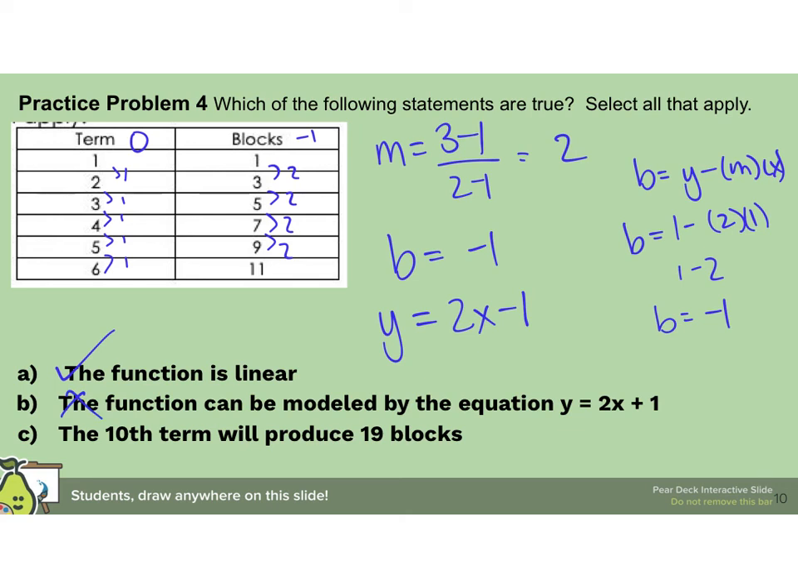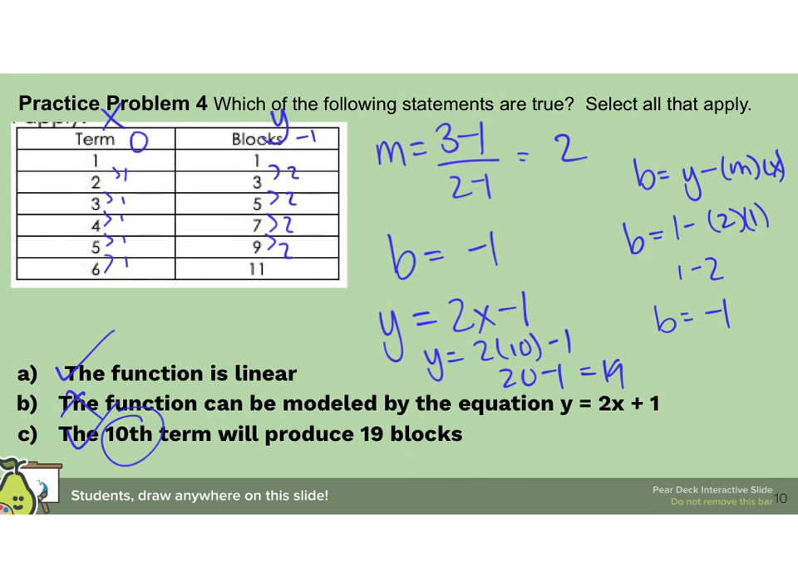The 10th term will produce 19 blocks. So now, 10th term, they've given us this number 10. We need to plug it into our equation. Do we plug it in as an x or a y? Look at your table. Which one is terms? Is it the x or the y? It's the x. So we're going to write y equals 2 times 10 minus 1. Yes, there will be 19 blocks in the 10th term. So the first statement and the last statement were true.